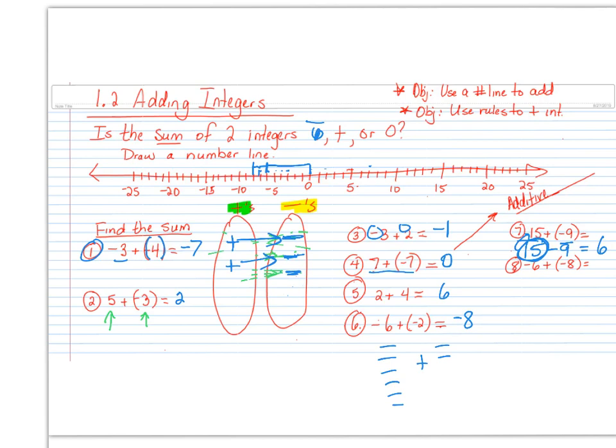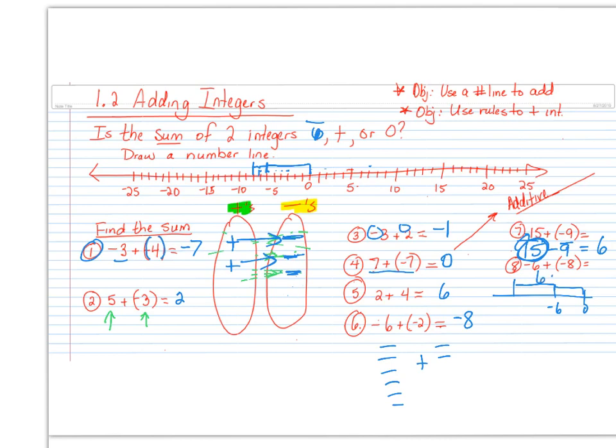Number 8, it's -6 plus -8. We're going down to -6 on the number line. Here's 0. We're going down to -6. And we're adding another -8, which means we're going farther away from 0. So we're still going to be in the negative.